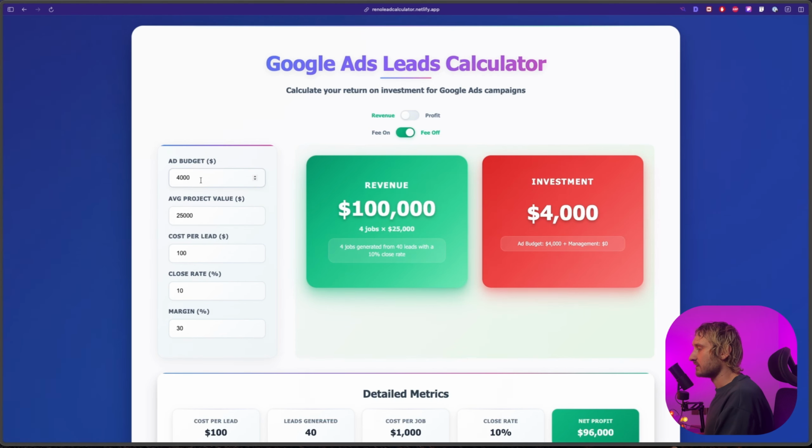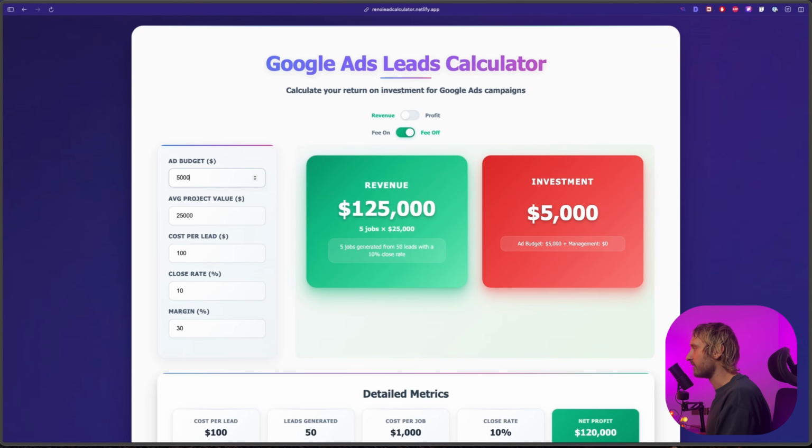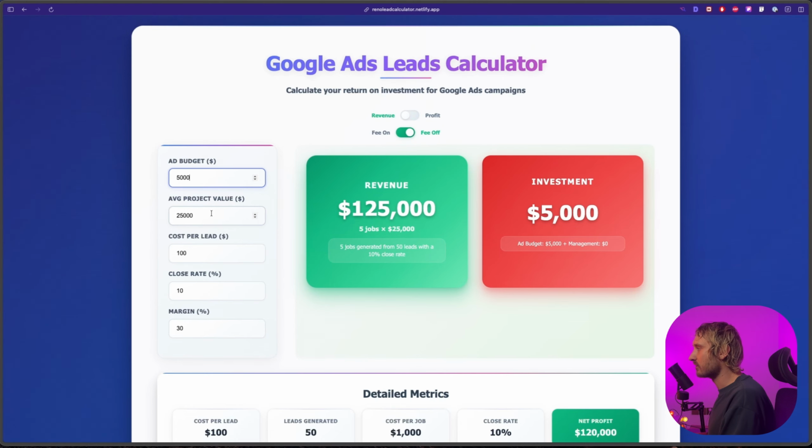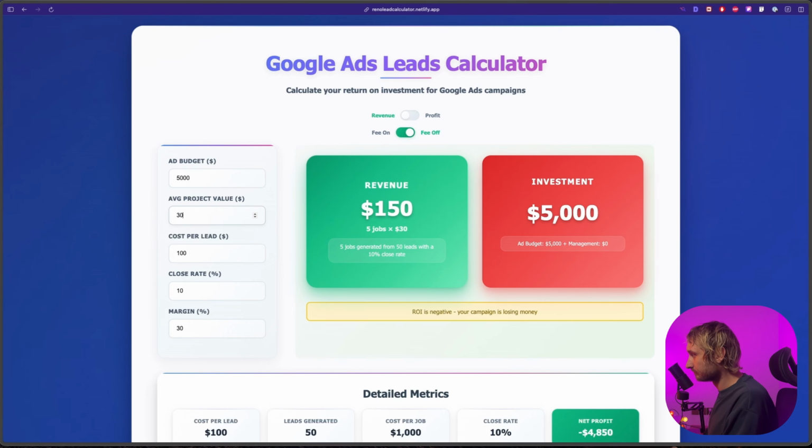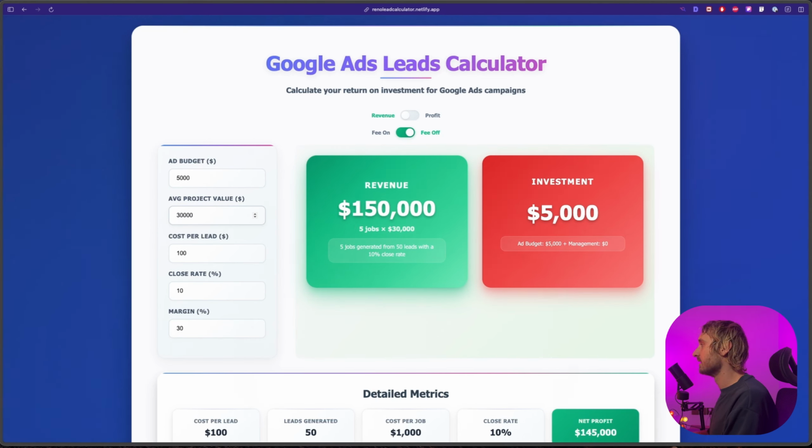If we start with a budget, for example, 5,000, then we know that this is the amount of money that we're going to give to Google in order to pay for our campaigns. Now, if you are a roofing business, for example, then the typical project, the typical roof is somewhere around $30,000. So we're going to plug in $30,000.